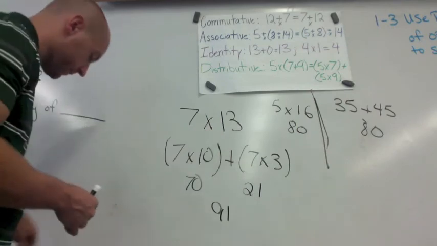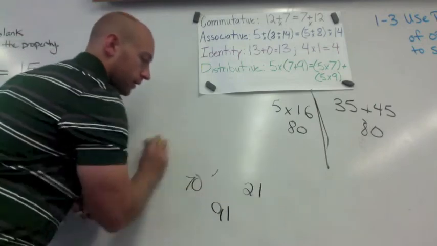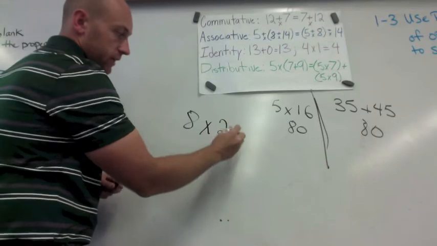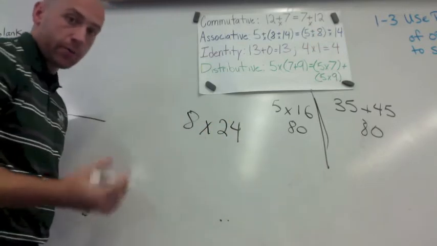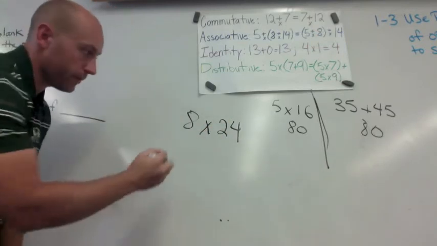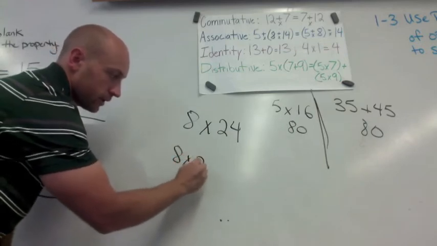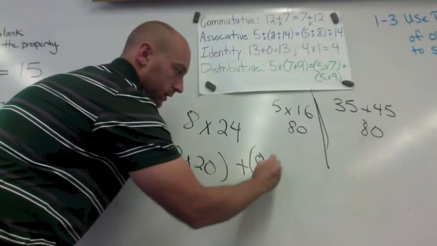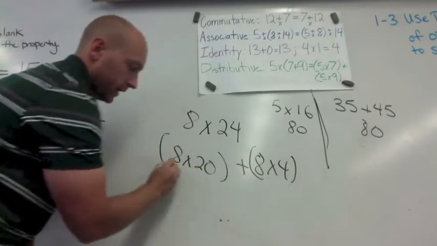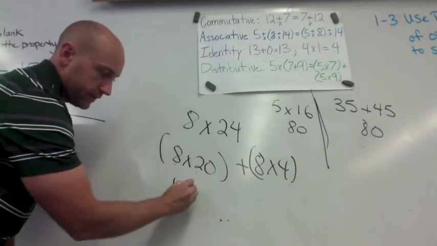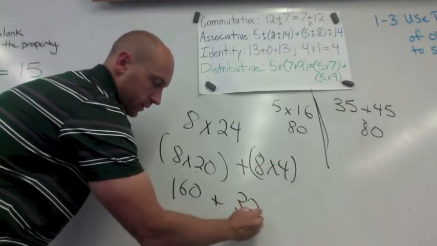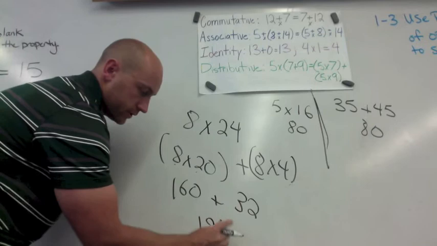So let me do it one more time. If you had 8 times 24, that's a hard problem, but not if we use the distributive property. We can do 8 times 20, and then add that to 8 times 4. Well, 8 times 2 is 16, then add the 0, plus 8 times 4 is 32. Add them together, we get 192.